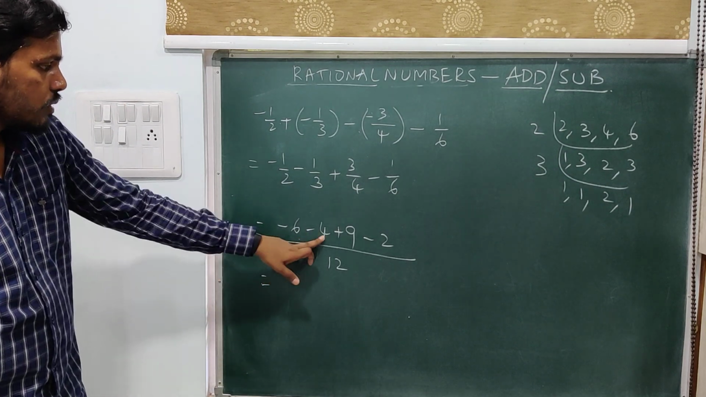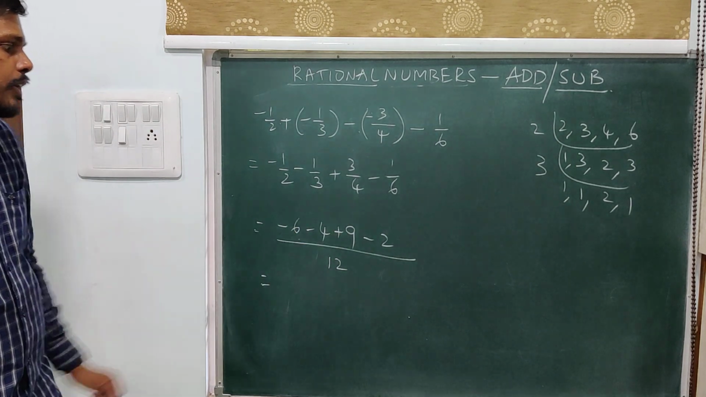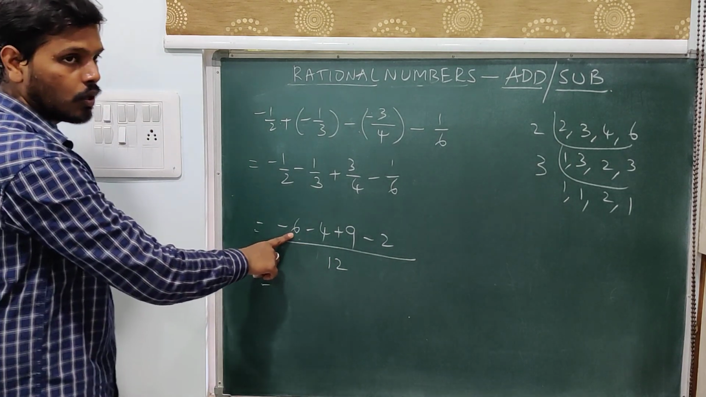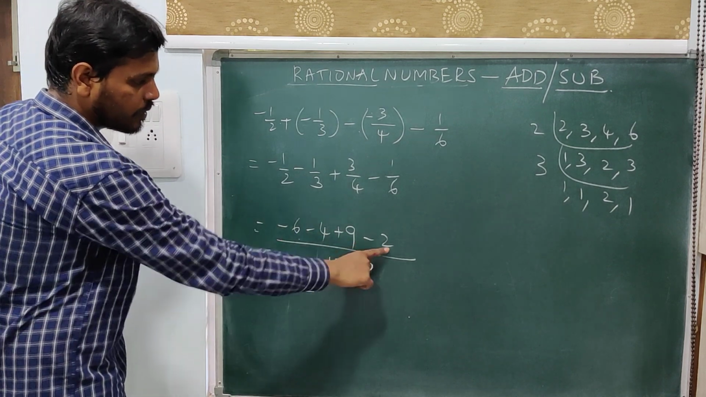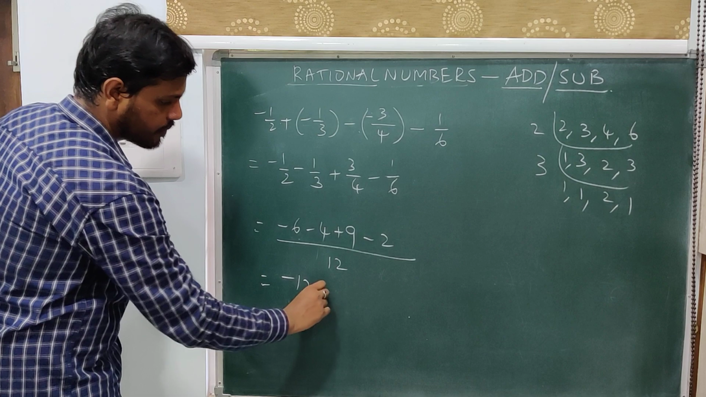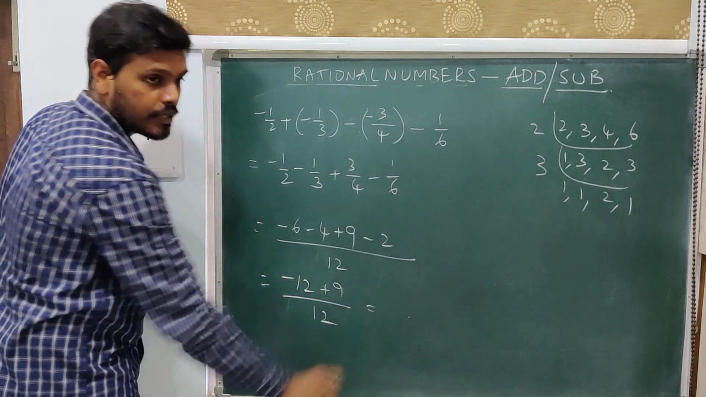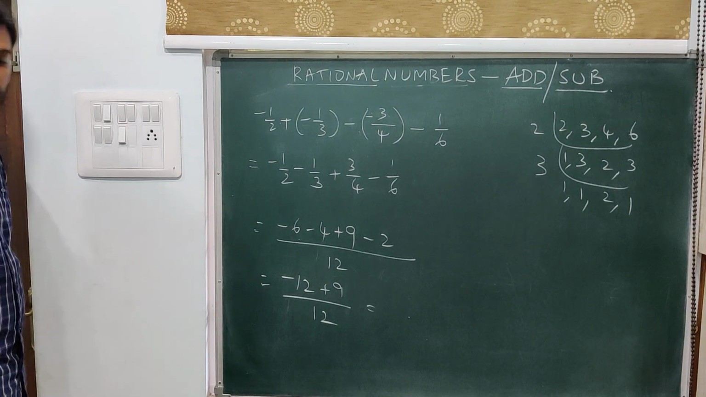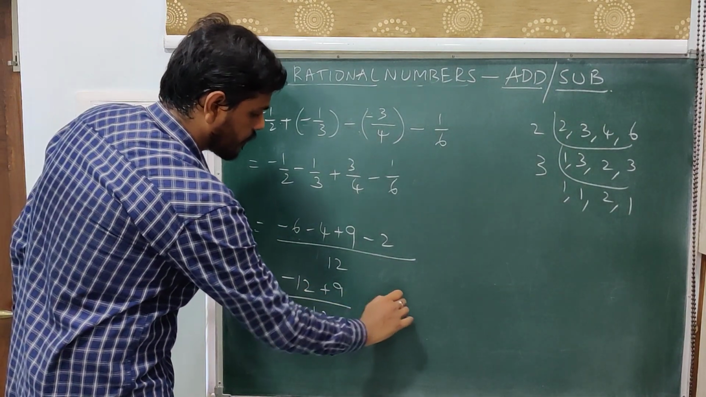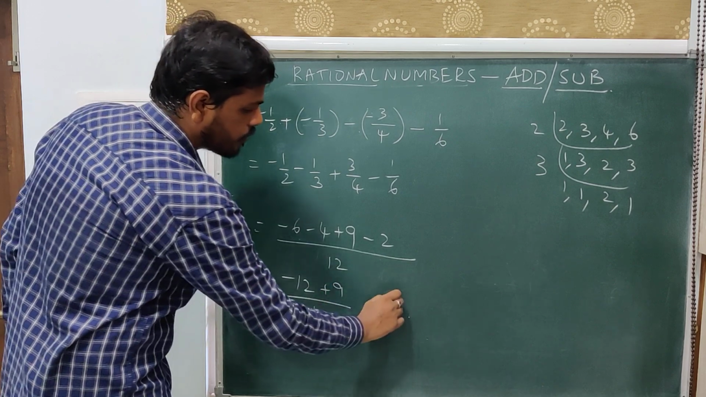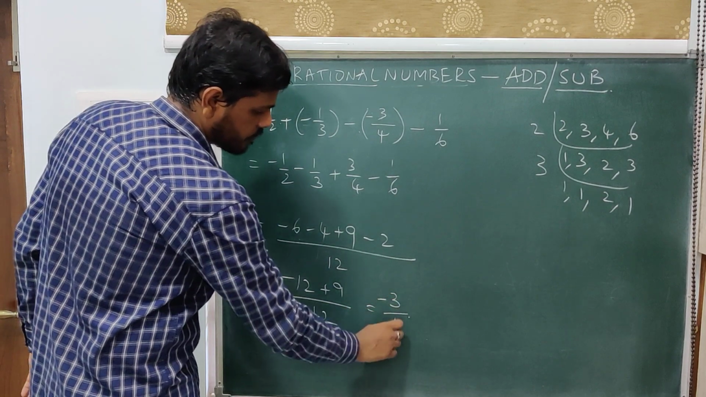Now, in fact these three numbers are of the same sign. When these numbers are of the same sign, you will be adding. So 6 and 4 is 10, 10 plus 2 is 12. Out of these three numbers the biggest number is 6, so minus 12, plus 9 by 12. Again these two numbers are of different signs. So when they are of different signs you will subtract. When you subtract 12 and 9 you will get 3, and the biggest number is 12, the sign is minus, so minus 3.